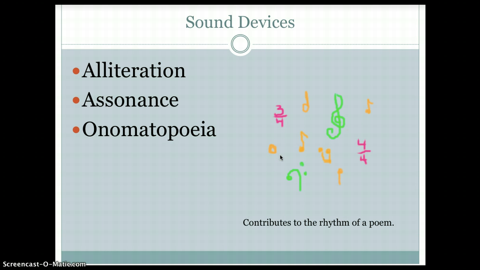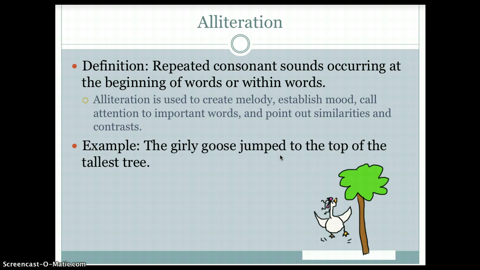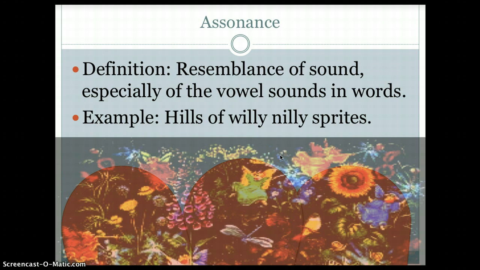There are 3 sound devices we're going to look at: alliteration, assonance, and onomatopoeia. You also might find consonance under alliteration, and we'll talk about it a little bit. Alliteration is repeated beginning sounds, usually consonants, but they can be vowels. I need to fix that. It's repeated consonant and vowel sounds, such as the girly goose jumped to the top of the tallest tree.